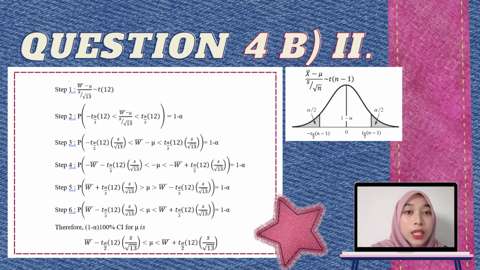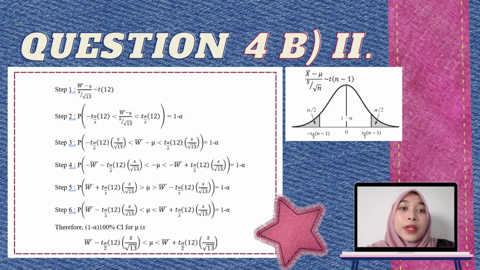For step 3, I multiply both sides by S over square root of 13 to remove the denominator. So now the inequality focuses only on W bar minus mu. For step 4, I rearrange the inequality to isolate only negative mu. And step 5, I flip the inequality sign by multiplying both sides by negative 1 to bring mu to the center. The final step, I rearrange the inequality to get the standard confidence interval form of mu.